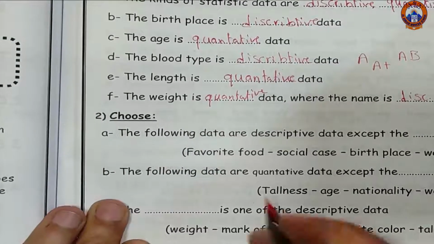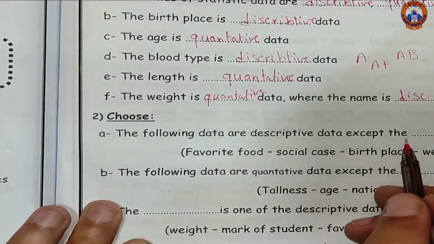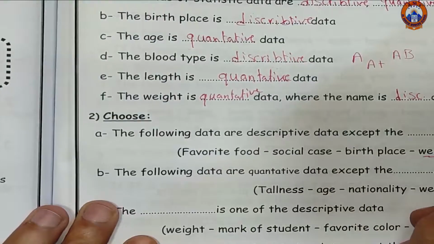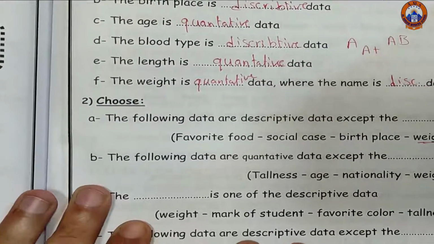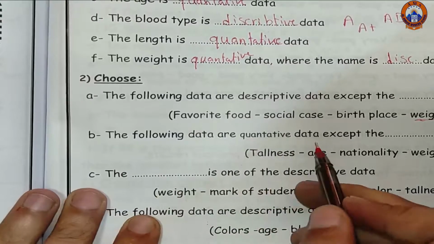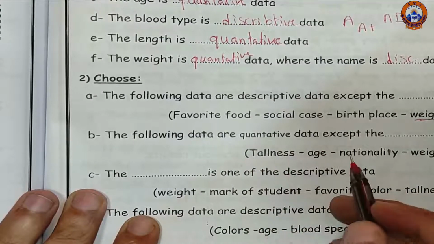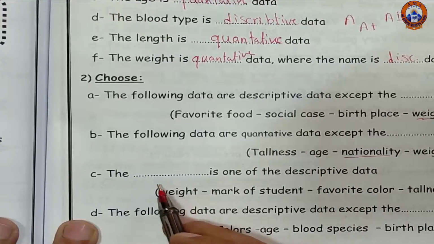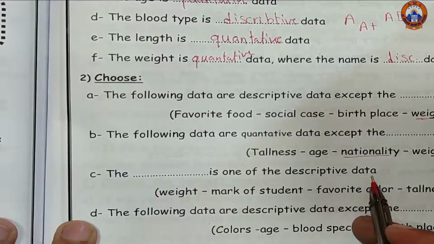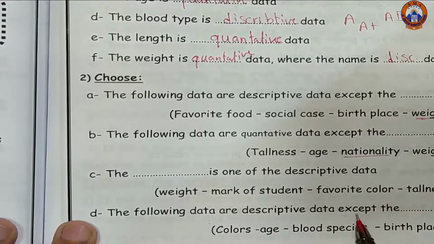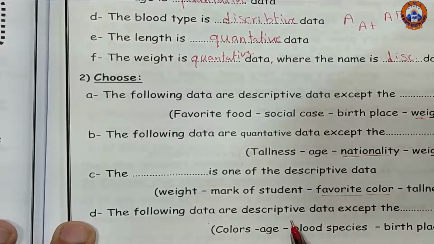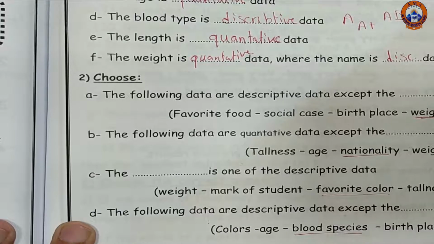Next question. The following data are descriptive except the, so we write all the following in letters except the weight. We write it as a number. Another example: the following data are quantitative, so all the following data is written as numbers except nationality. We write it in letters. One of the descriptive data that we can write in letters is your favorite color. The following data are descriptive, meaning written in letters: this is the blood type.